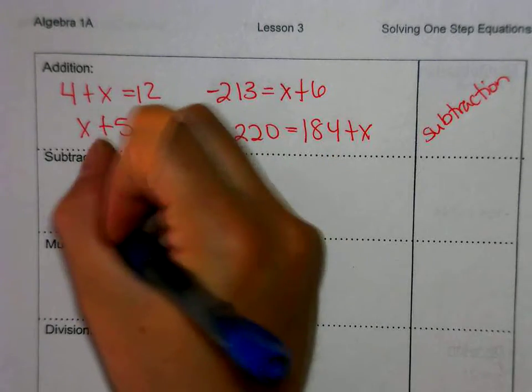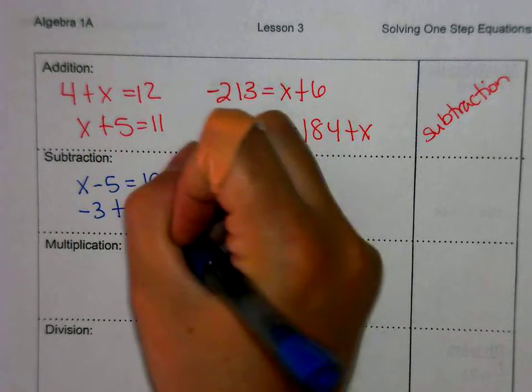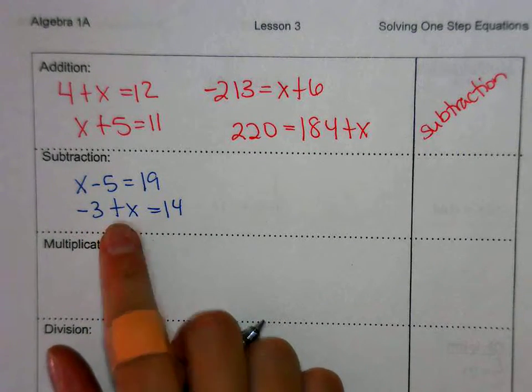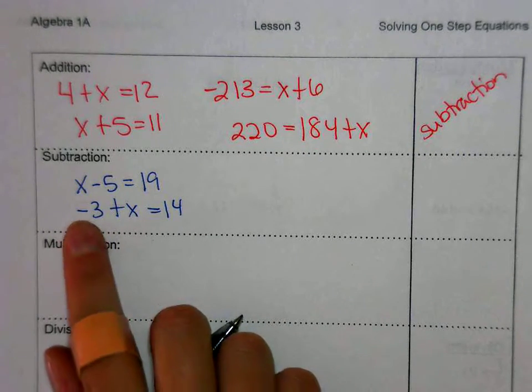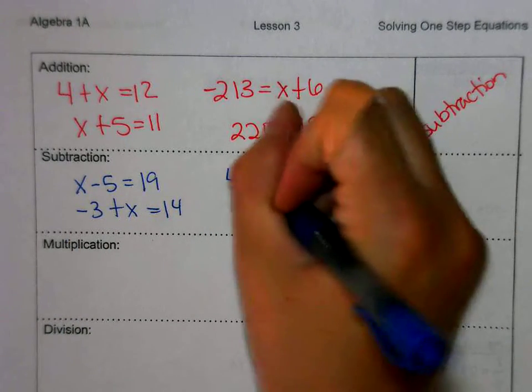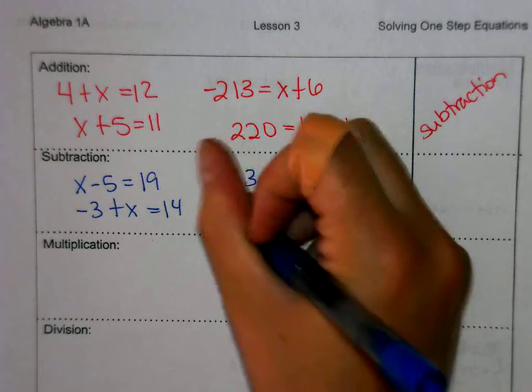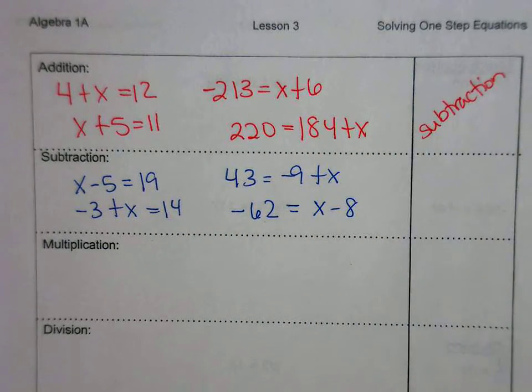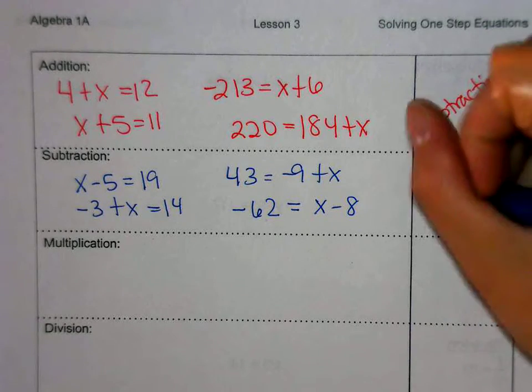Now this one I want to pay attention to. There is an addition sign, but we are adding a negative number, so that's why it's falling under the subtraction. So those are some examples of what subtraction may look like. And the opposite of subtraction is addition.